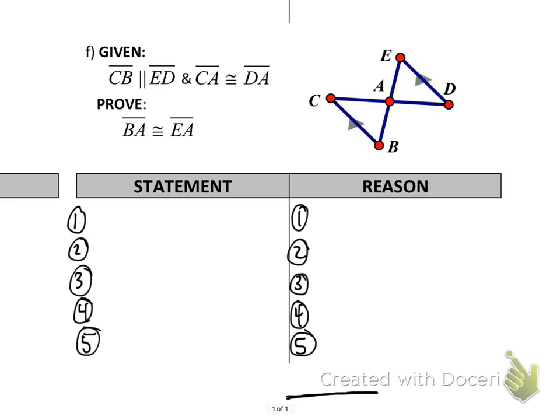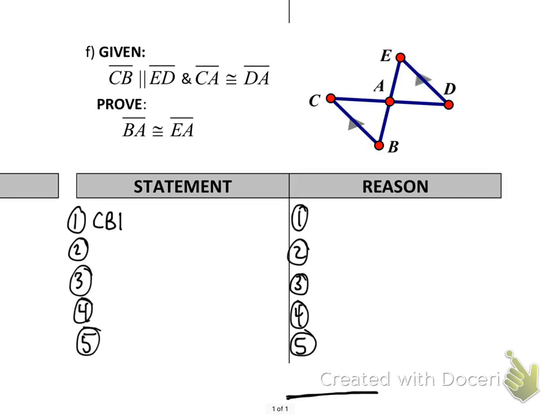My proof statement here is that segment BA is congruent to segment EA. Because it is not a triangle congruence statement, that's going to tell me I'm using CPCTC. So that's your clue. Look at the proof statement. It's going to tell you, am I using CPCTC or am I not? If it just says prove 2 triangles are congruent, you're not using it.